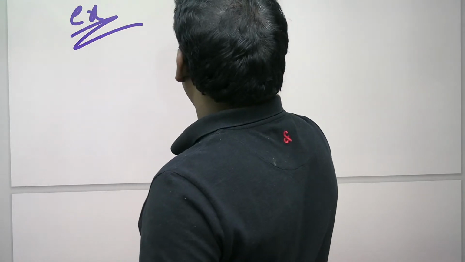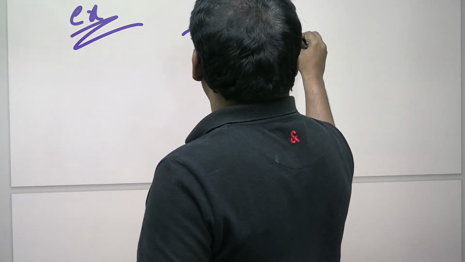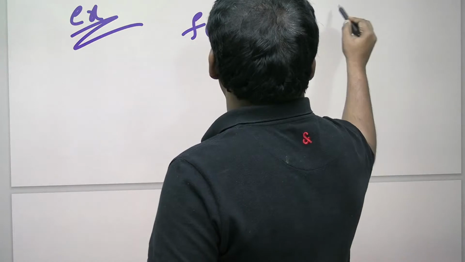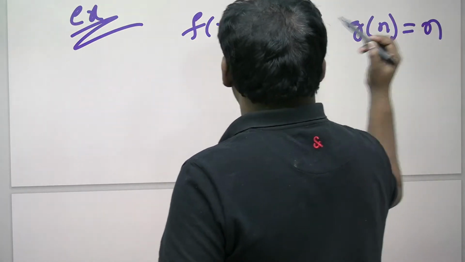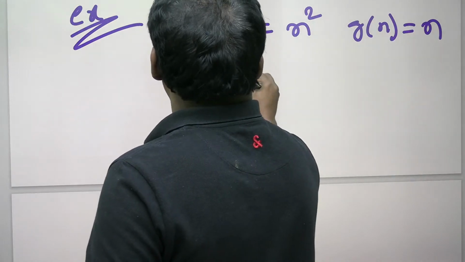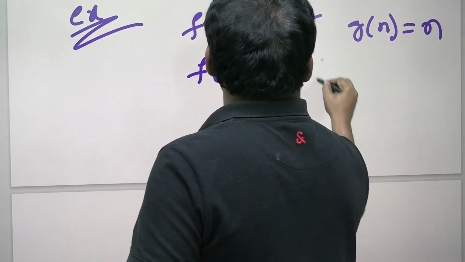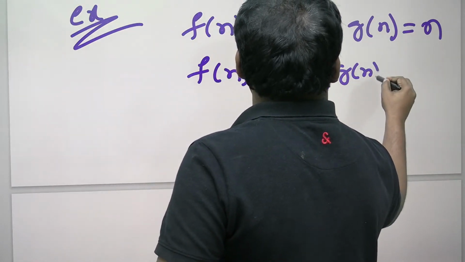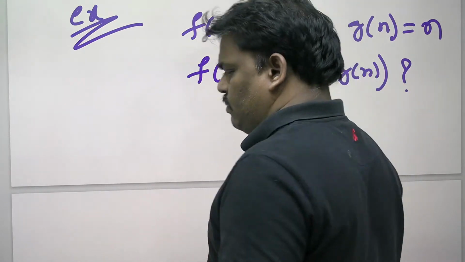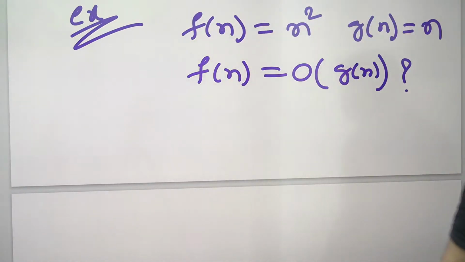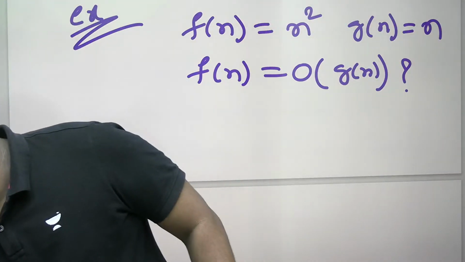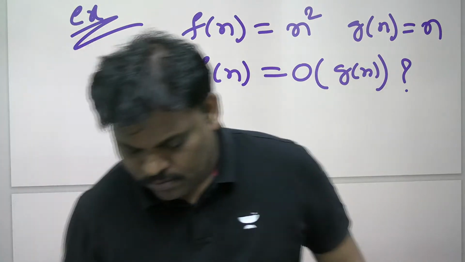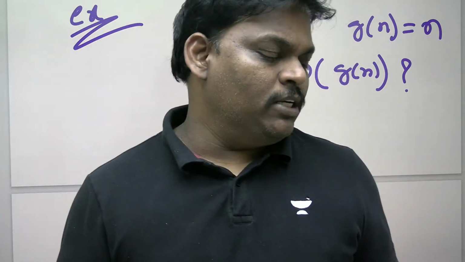F of n is n square. G of n is n. I want to prove f of n is big O of g of n. Can you prove it? F of n is n square, g of n is n, f of n is big O of g of n. Can you check once? I am giving a few minutes of time. You can try now.